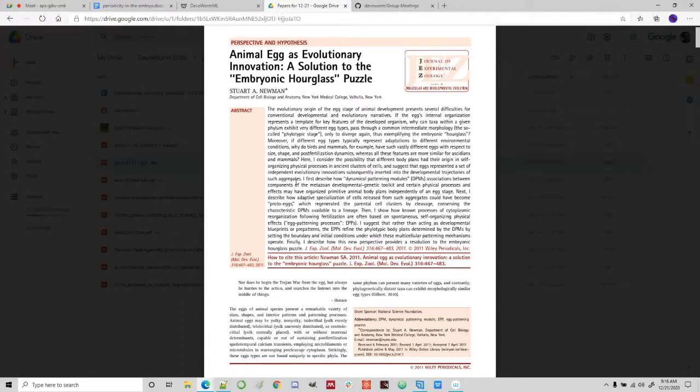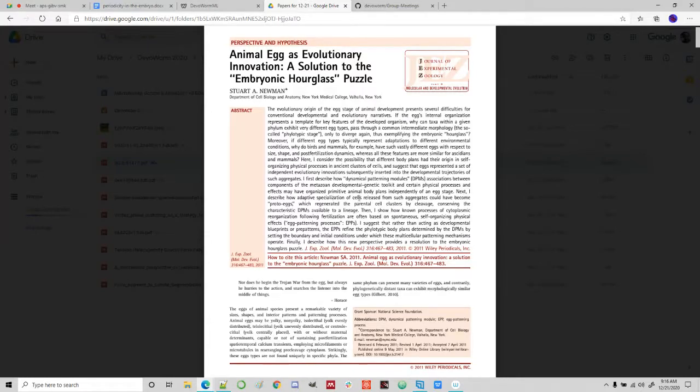But this is kind of what they're getting at here. They're talking about this possibility that different body plans had their origin in these ancient clusters of cells coming together.